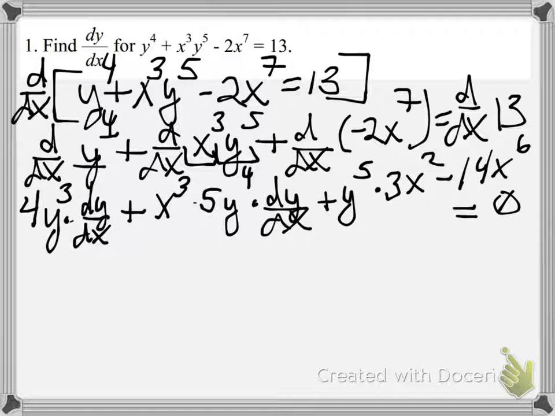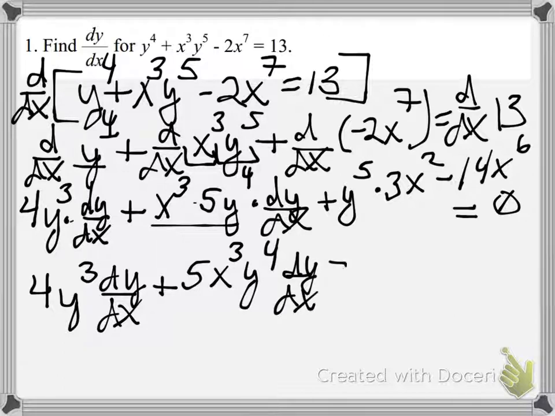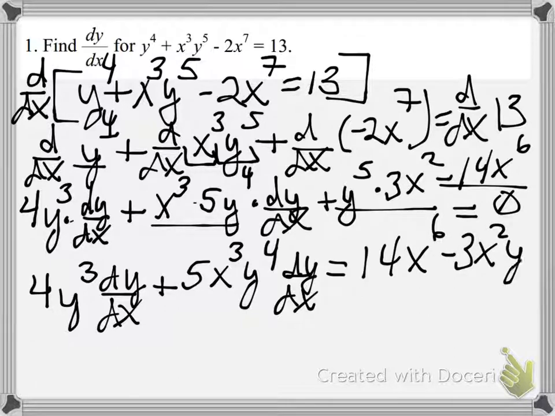And so now I want to make sure that I have everything that has dy dx on one side of the equal sign and everything else on the other side of the equal sign. So I'm going to keep 4y cubed dy dx. I'm also going to keep, I'm just going to combine these. This would be 5x cubed y to the 4th dy dx. And I'm going to subtract this term and add this term to both sides. So I want to move them over to the other side of the equal sign. That will give me 14x to the 6th power minus 3x squared y to the 5th.